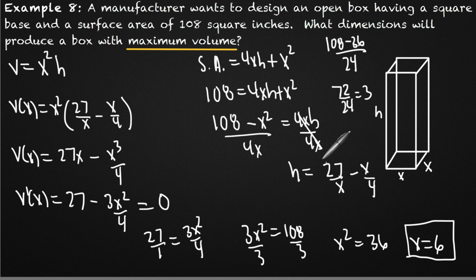So my dimensions are going to be 6 by 6 by 3, and that is going to be the way that you can get an open-topped box with maximum volume.